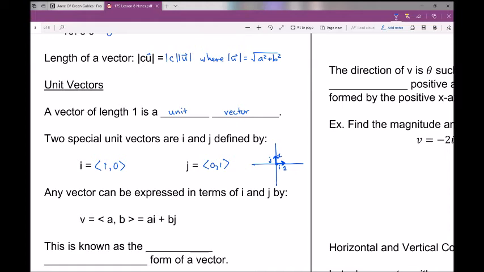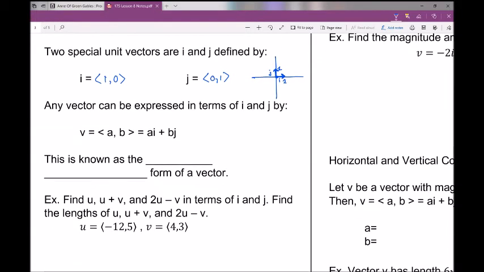So this gives us a way to represent vectors in terms of these unit vectors. We can take any vector and express it in terms of the unit vectors i and j by simply multiplying them by any number and taking the sum. So any vector (a, b) we can rewrite as ai plus bj. And this is known as the linear combination form of a vector. So same idea we just talked about, it's just a different way of writing it. But we're going to practice using it.